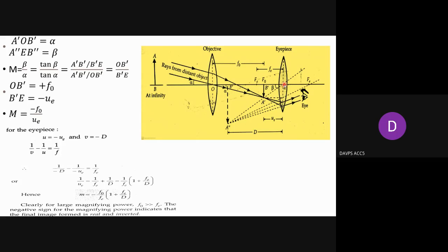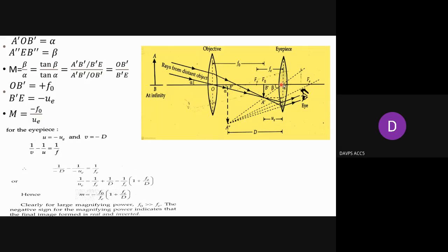Some screws are there near the eyepiece. If you rotate them, the eyepiece is adjusted and this object A dash B dash will fall within the focal length, that is, within the principal focus of the eye lens. The eye lens focus is here, my pointer is here. So A dash B dash falls within it. In front of a convex lens, if the object falls between the pole and the focus, the image is virtual.